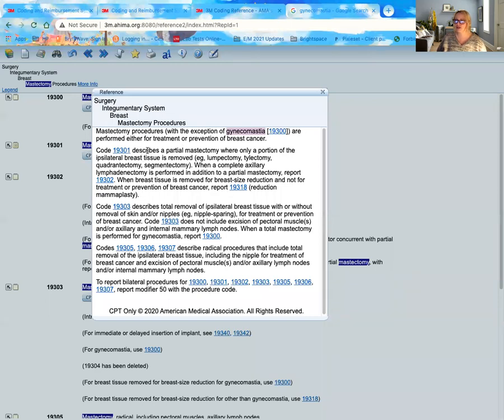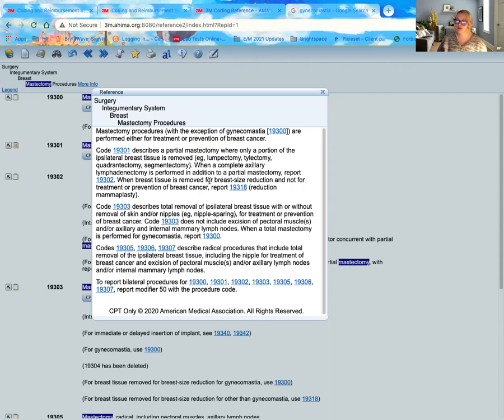Continuing on, the next paragraph is talking about partial mastectomies. A portion of the ipsilateral breast tissue is removed. There are options for complete axillary lymphadenectomies in addition to partial mastectomies.